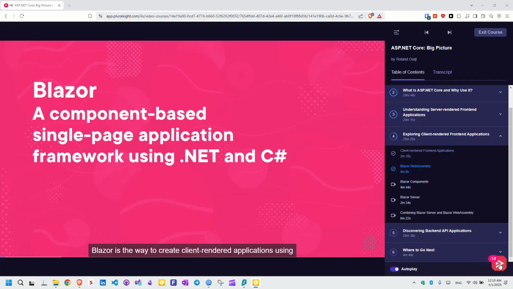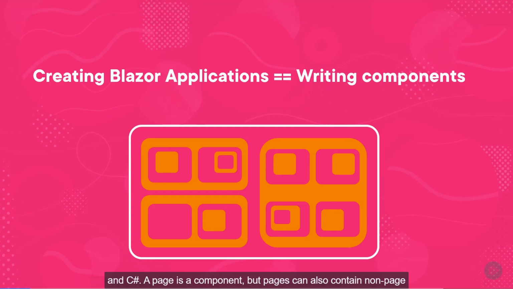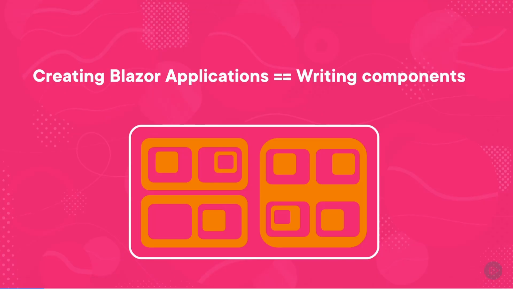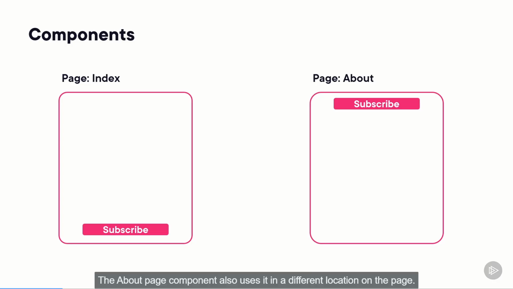Blazor is the way to create client-rendered applications using components in ASP.NET Core. Components in Blazor are written in Razor and C#. A page is a component, but pages can also contain non-page child components that can be reused. For example, here are 2 pages. The index page uses a component to subscribe to a newsletter. The About page component also uses it in a different location on the page.